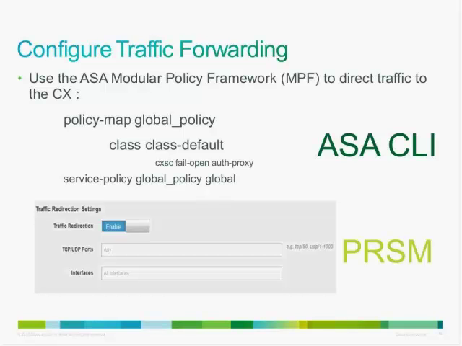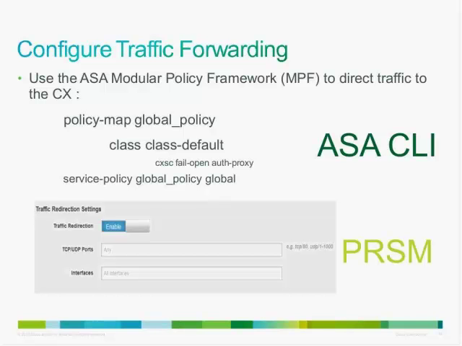If you look at the slide, you'll see that we have defined a test policy map called global_policy. The class map is class-default, and if you look at the action, it says CX-SC, which is our Cisco content security module, and fail open auth proxy. What fail open means is that if the module fails, still keep forwarding the connections. There's another option called fail close. What that means is, if the module fails, start dropping those connections which are redirecting to the CX module.